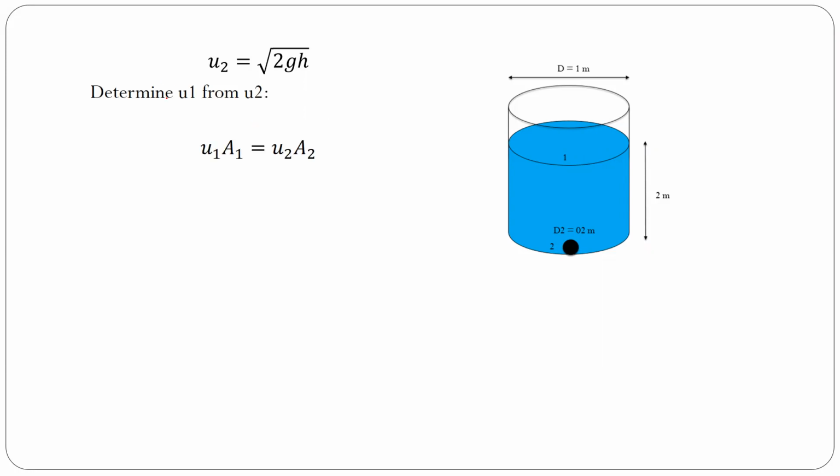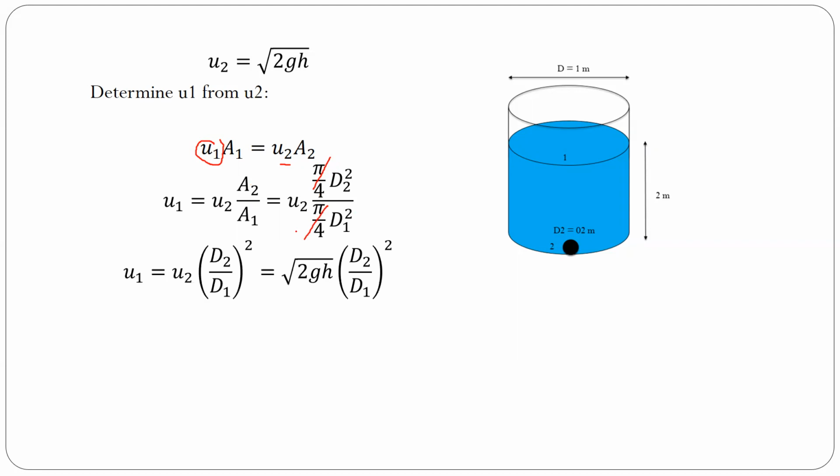Well, we can use the continuity equation. So the volumetric flow rate entrance is equal to the volumetric flow rate exit. U1A1 equals U2A2, where we know U2 as square root of 2GH, and we can know A1 and A2. Okay? So doing that, U1 equals U2, A2 over A1. A is simply pi over 4D squared. So for both the numerator and the denominator, we can cancel pi over 4. Ang natira is U1 equals U2 times D2 over D1 squared.